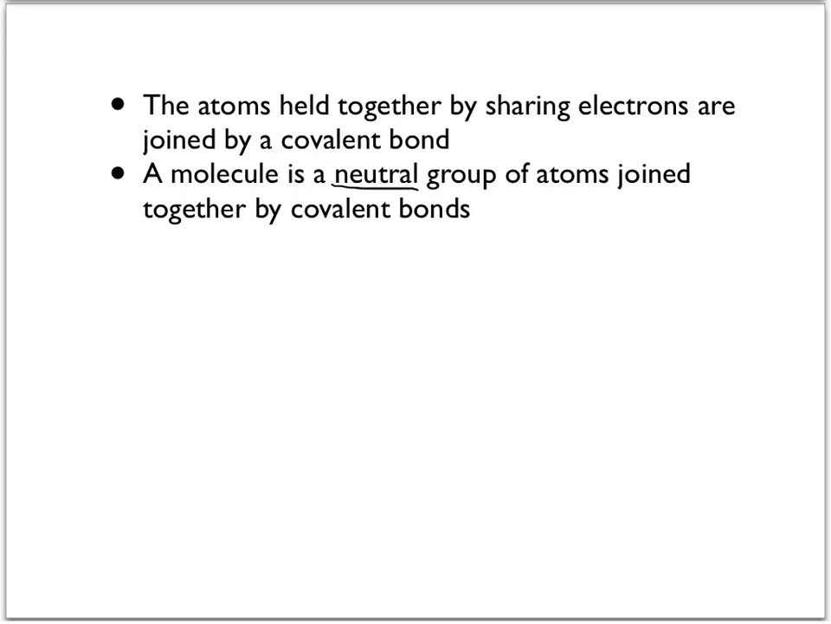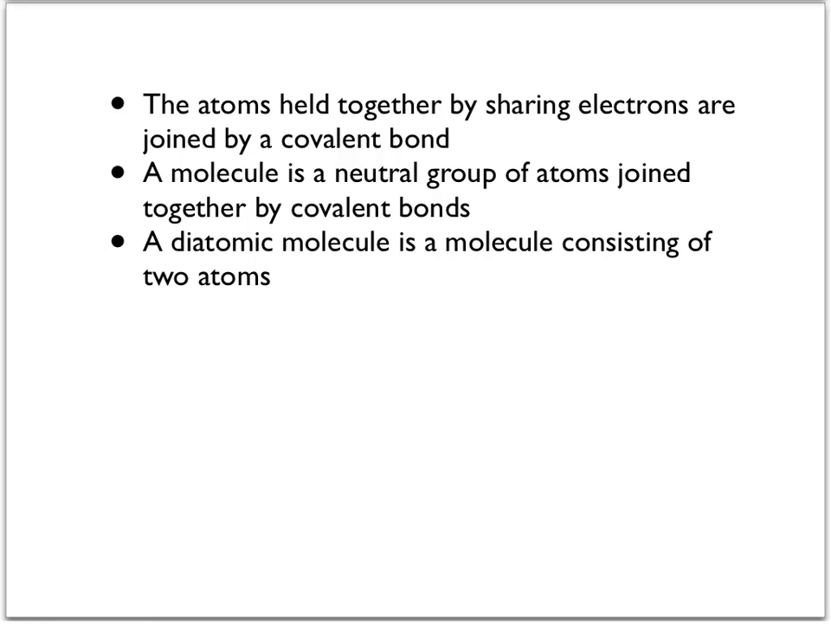The difference being, in ionic compounds, an electron was exchanged. An electron was given from one atom to another. In a molecular compound or covalent compound, these electrons are shared.